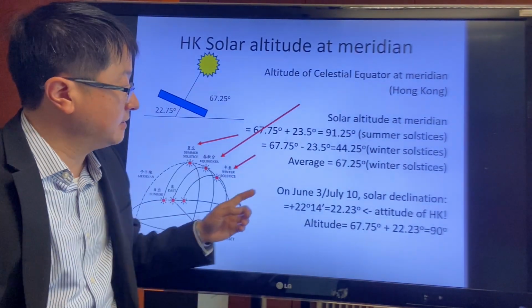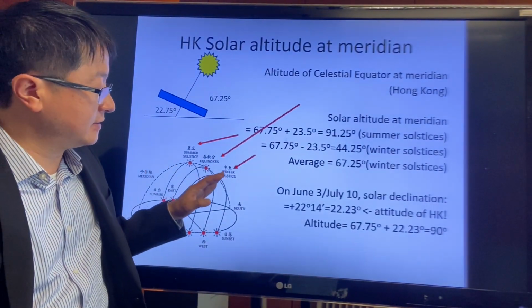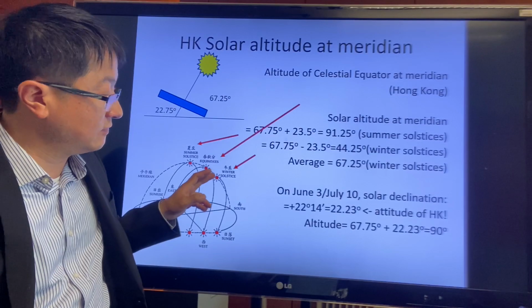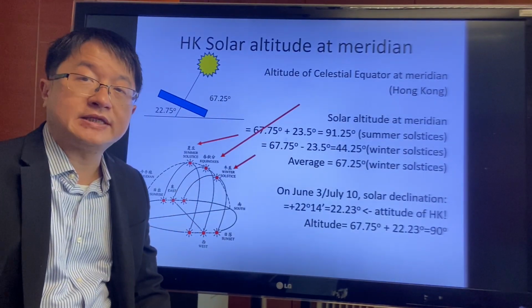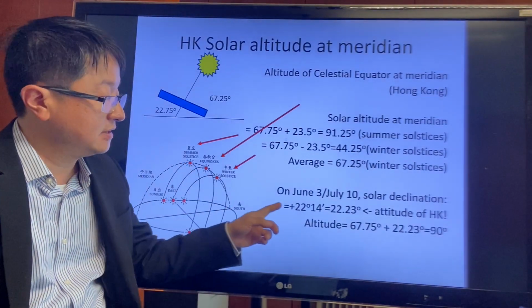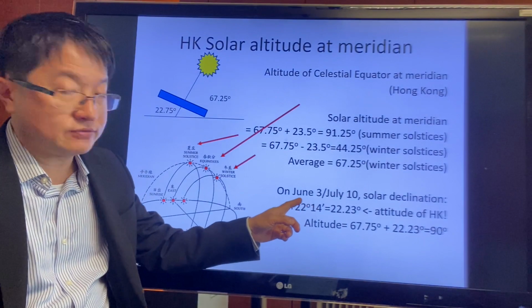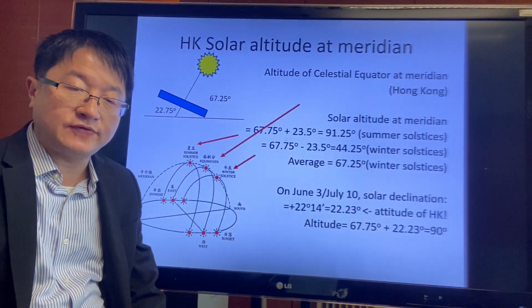In summertime, the sun will be higher in the sky compared with in the winter time, where the sun will be lower. The angle of elevation is lower. So in the summertime, when the sun is the highest above us, the angle of elevation, which is the altitude of Hong Kong, should be about 22.3.